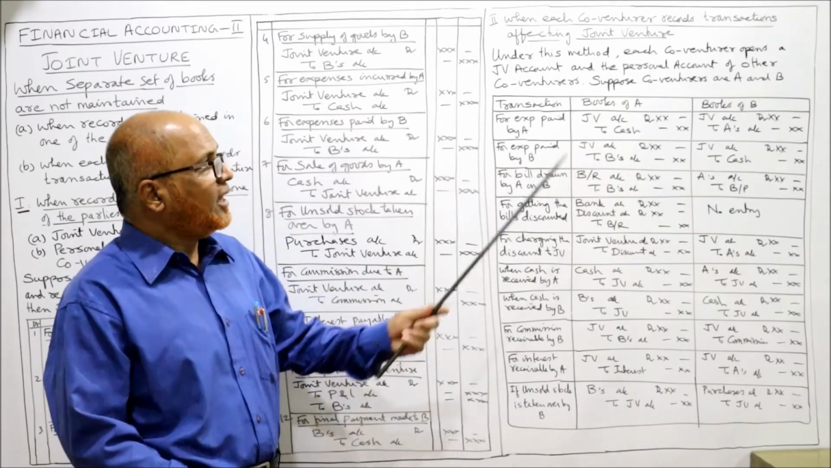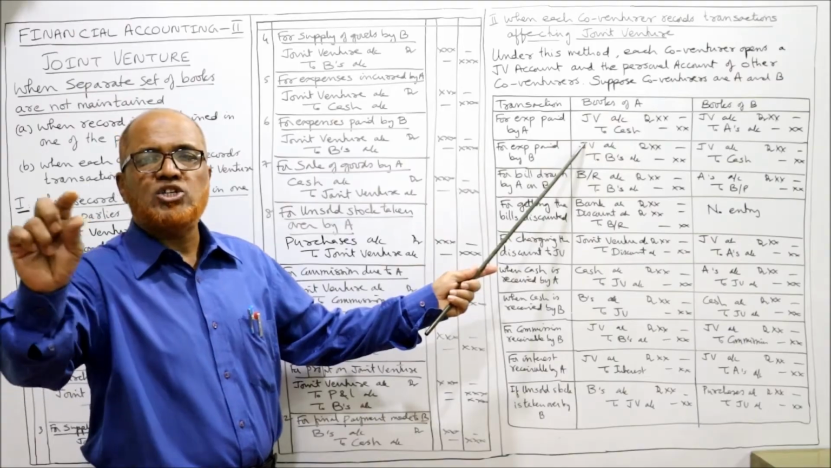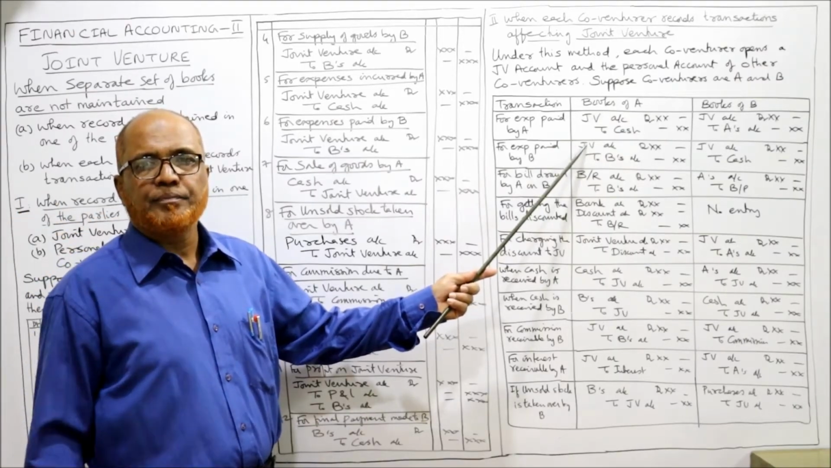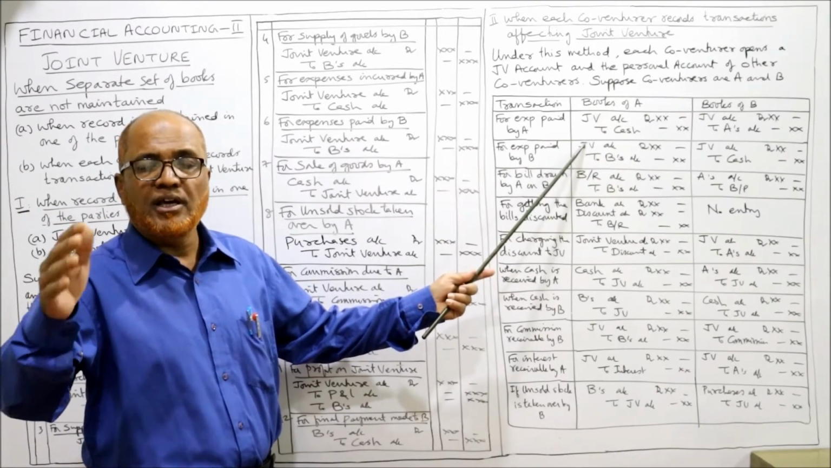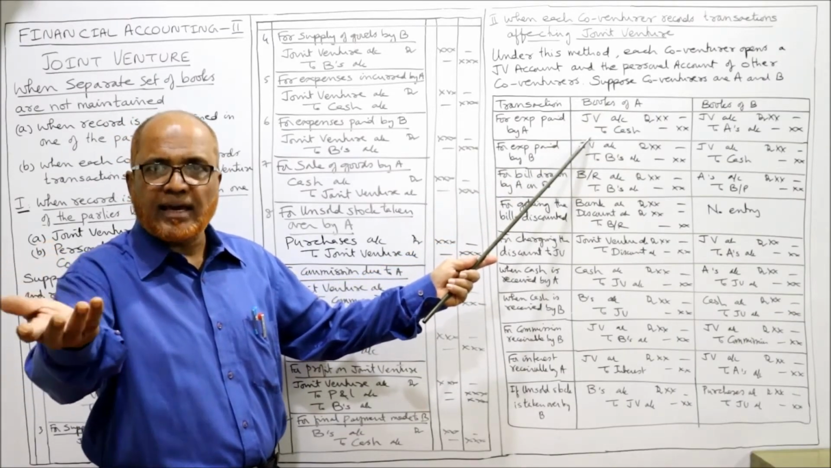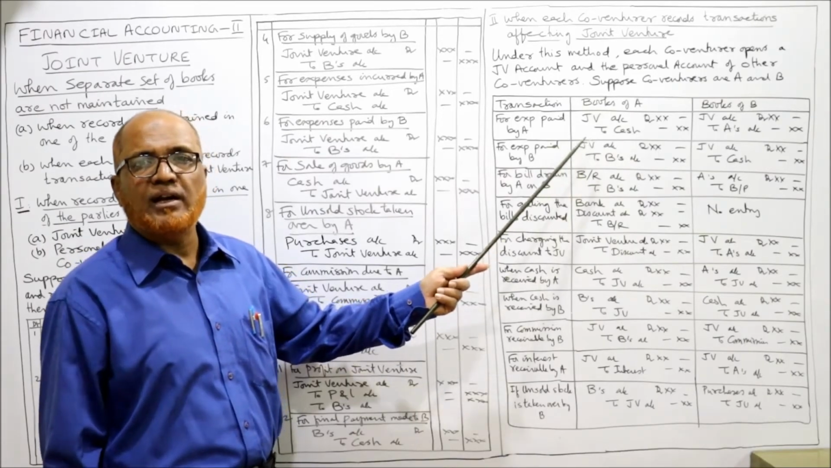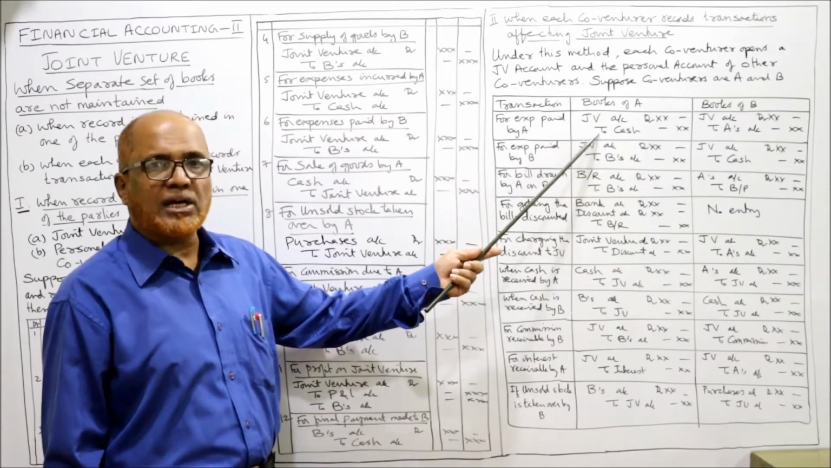Now we'll see. In the books of A, when expenses are paid, joint venture account debit to cash. Cash is going out. In whose books? A's books. A पे कर रहा, क्या पे कर रहा? कैश पे कर रहा. किसके लिए पे कर रहा? जॉइंट वेंचर एक्सपेंसेस पे कर रहा. तो एंट्री विल बी जॉइंट वेंचर अकाउंट डेटा टू कैश.